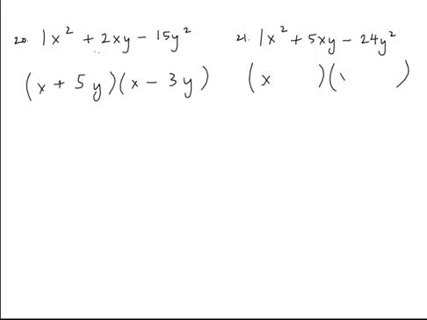Split the x squared, split the y squared. Negative 24 again means that the signs are going to be different. 24 is usually 6 and 4, but 6 and 4 will not give me a 5. But a positive 8 and a negative 3 will.